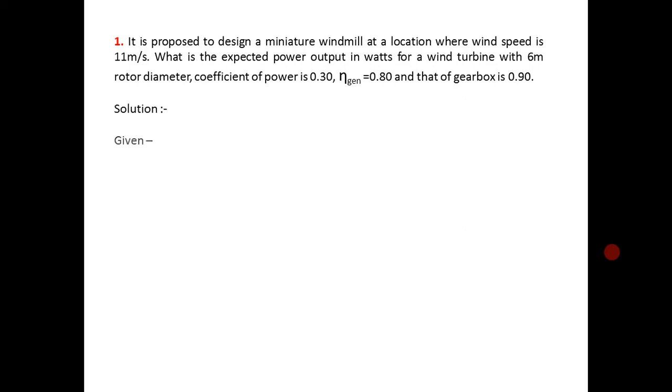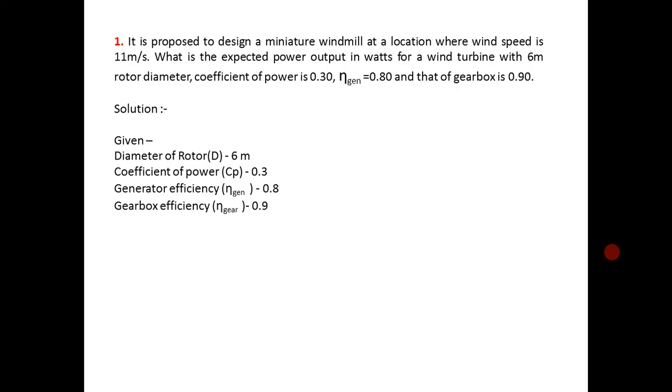So the given things are diameter of rotor, that is capital D, 6 meter, coefficient of power Cp 0.3. What is coefficient of power? Generally, the turbine cannot extract all the power available in wind. So, the coefficient of power is the fraction of power available in wind that is extracted by the turbine. Generator efficiency 0.8, gearbox efficiency 0.9, and wind speed is given 11 meter per second.